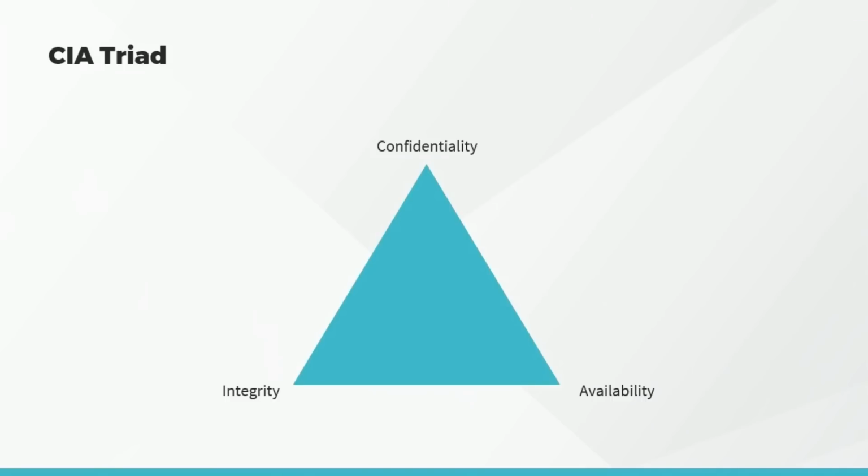Now, the letters of CIA in this context don't have anything to do with the Central Intelligence Agency. Rather, they stand for confidentiality, integrity, and availability. So, in some cases, you might hear this model referenced as the AIC Triad just to avoid confusion, but no matter how it's referenced, each element of the triad represents a critical component of data security.